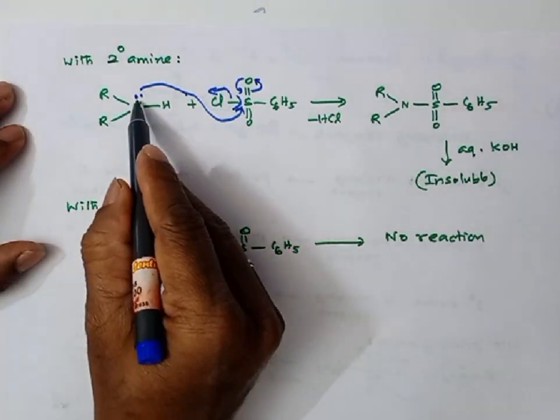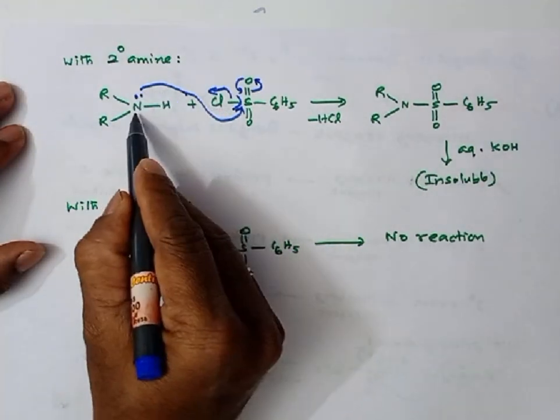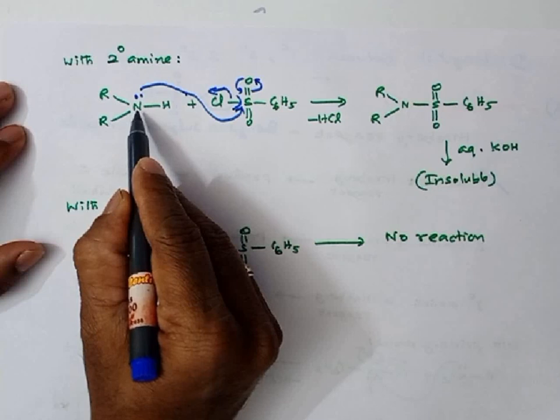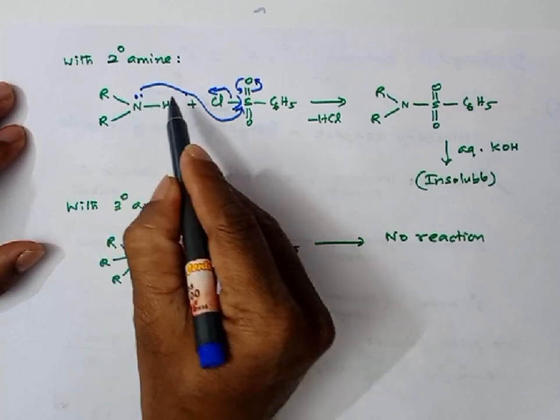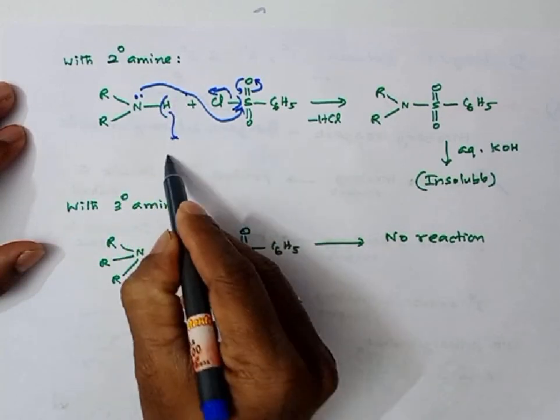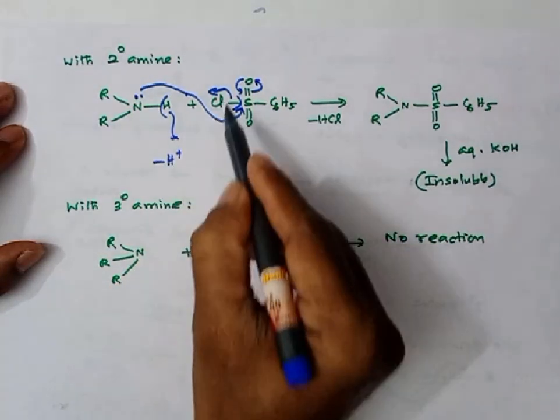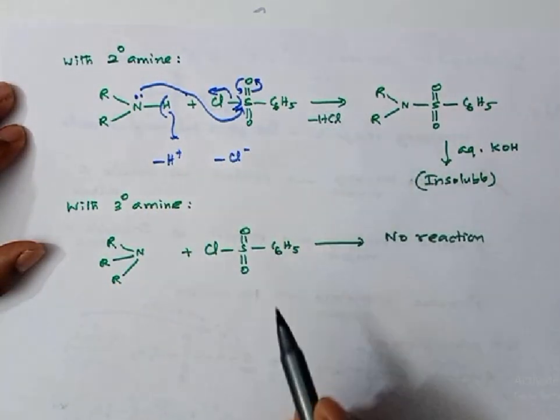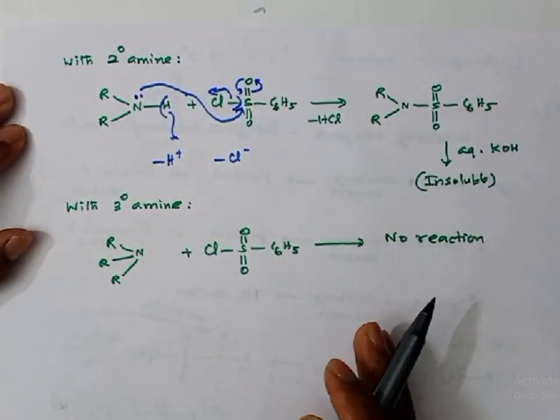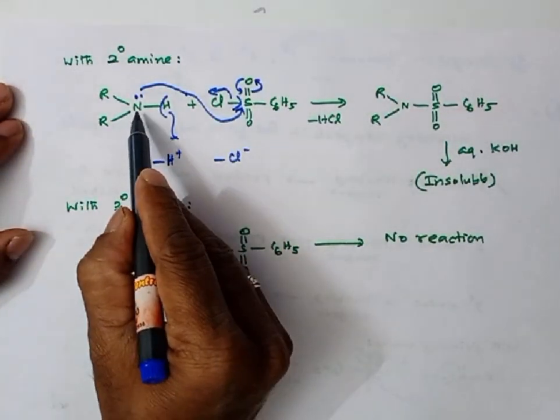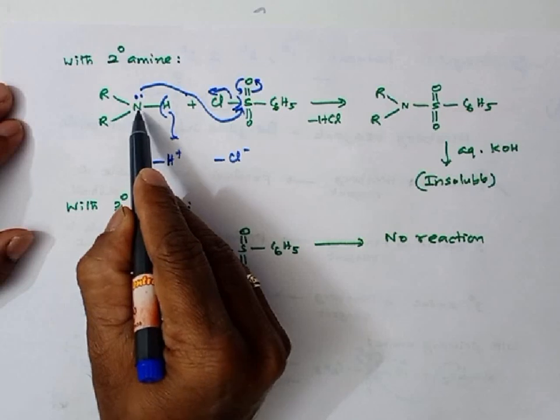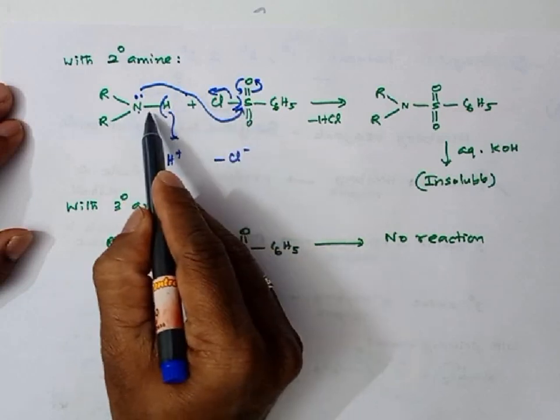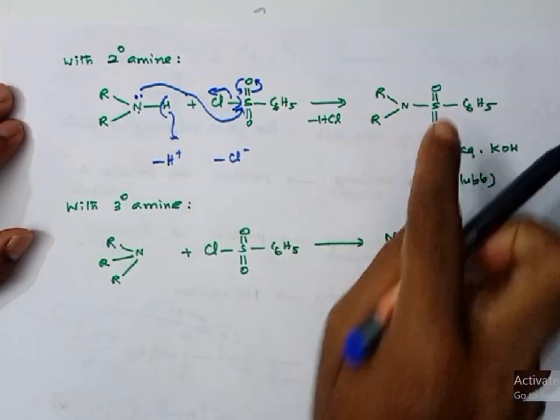Since the nitrogen donates the lone pair, the nitrogen gets a positive charge. To neutralize that positive charge, this hydrogen comes out as H plus. You will get H plus here and Cl minus here. These two combine and form HCl, so HCl is eliminated. Now what's the product we'll get? You will get a bond between nitrogen and sulfur, so you will get this product.